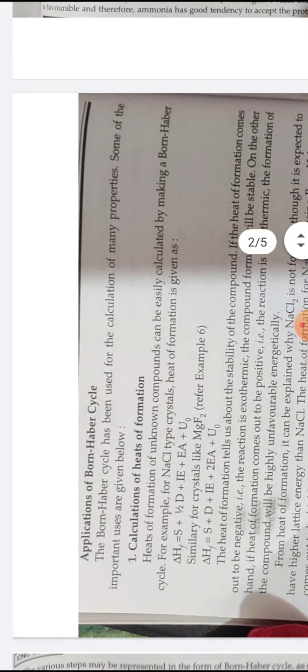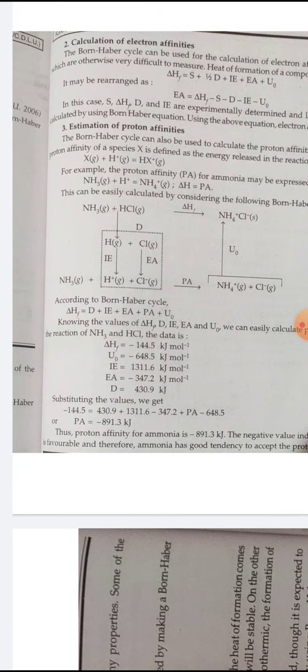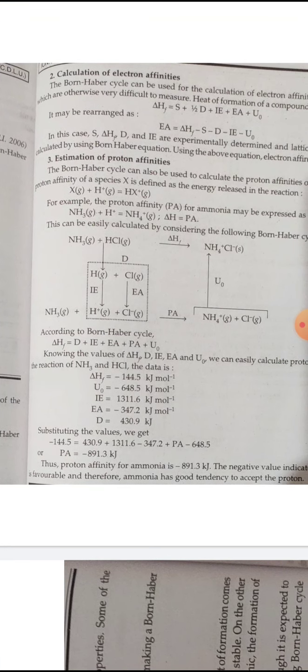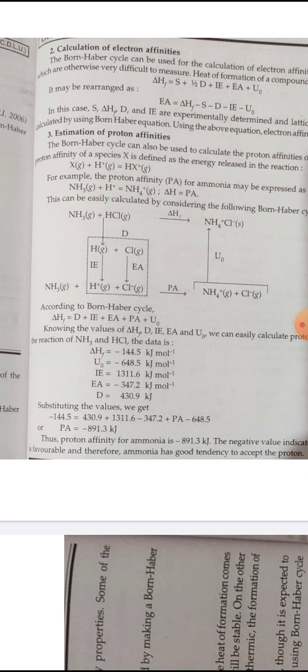Then the second use is calculation of the electron affinities. The Born-Haber cycle can be used for the calculation of electron affinities of some elements which are otherwise very difficult to measure. The heat of formation of a compound is expressed as delta HF equal to S plus half D plus ionization energy plus electron affinity plus lattice energy, and electron affinity can be calculated from here, that is, electron affinity is equal to delta HF minus S minus half D minus ionization energy minus lattice energy. If the values of S, delta HF, D and ionization energies are experimentally determined, and lattice energy U0 may be calculated by using the Born-Haber cycle, then using the above equation, electron affinity can be calculated.